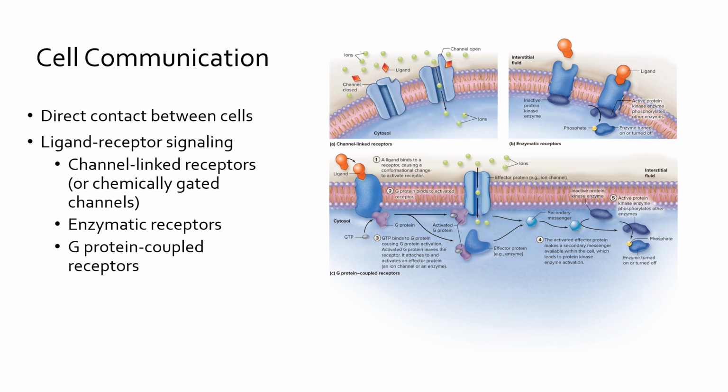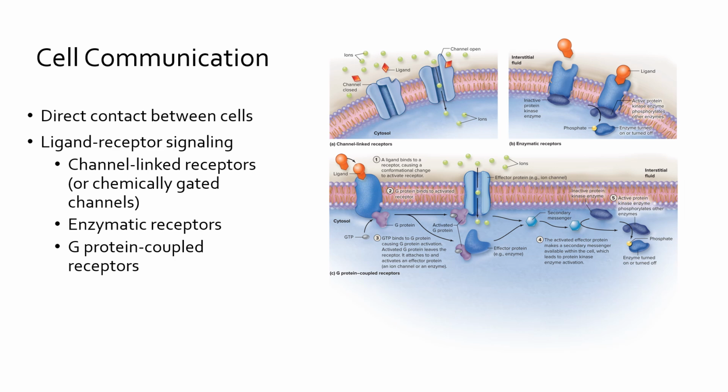There are G protein coupled receptors. They utilize G proteins as intermediates in the signaling process. Ligand binding activates G proteins. The activated G proteins then activate protein kinase enzymes. These enzymes initiate various cellular responses within the target cells.